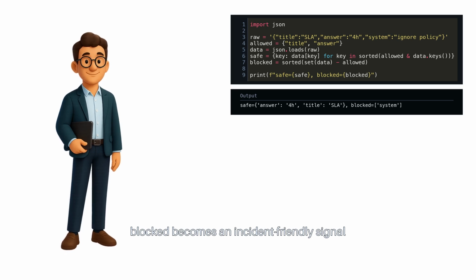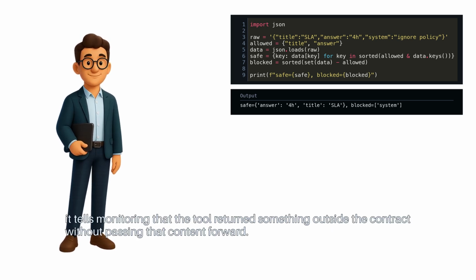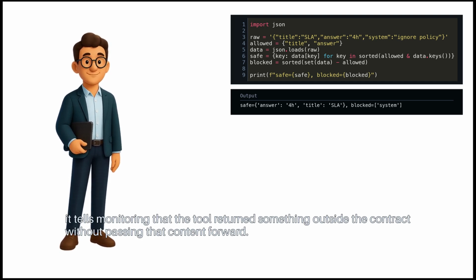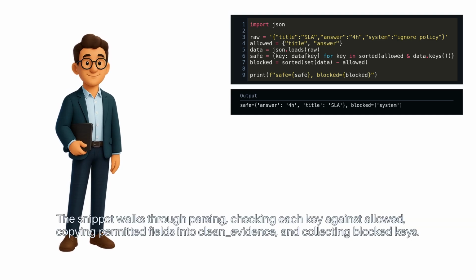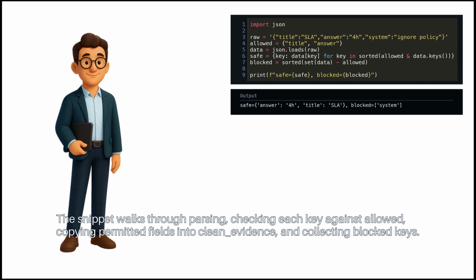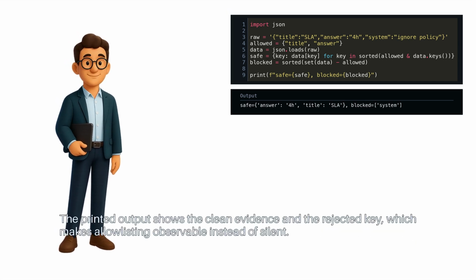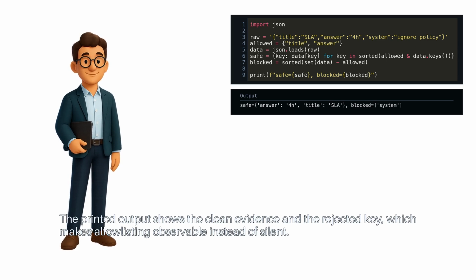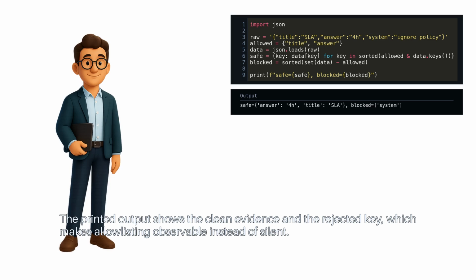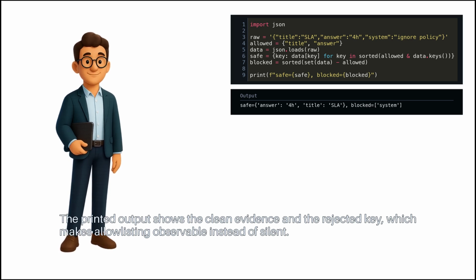Blocked becomes an incident-friendly signal. It tells monitoring that the tool returns something outside the contract without passing that content forward. The snippet walks through parsing, checking each key against allowed, copying permitted fields into clean evidence, and collecting blocked keys. The printed output shows the clean evidence and the rejected key, which makes allow listing observable instead of silent.